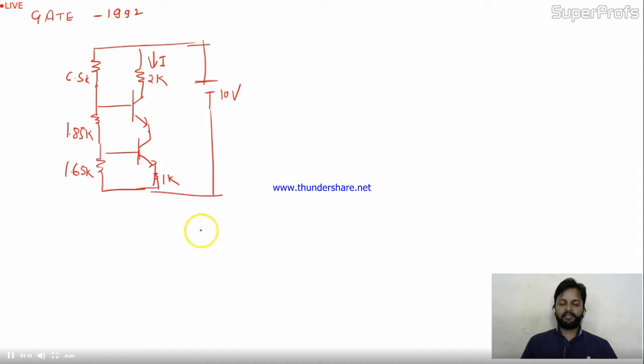The current I in the circuit is. Now the question is, if the transistor in the figure has a very large beta, and VB is also given, VB is 0.65 volt, the current I flowing through the 2 kilo ohm resistance will be, asking for I. Okay. So please observe this.